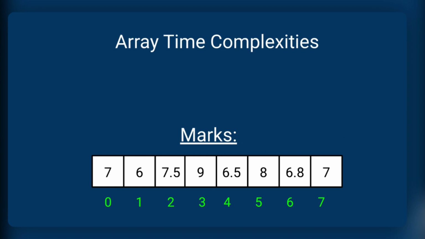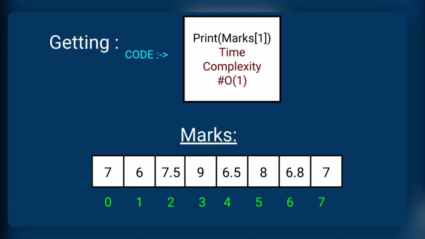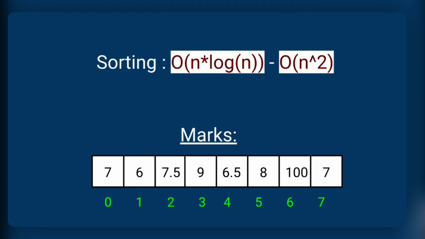Let's talk about array time complexities. Accessing a value at any position is known as getting the value, and it takes constant time, which can be denoted in the big O notation as big O of 1. Filling or updating the value is known as setting the value, and it also takes just constant time, that is big O of 1. Sorting the array takes variable time depending on the algorithm. Like merge sort and quick sort take big O of n log n time, and others like bubble sort and selection sort take big O of n squared time.